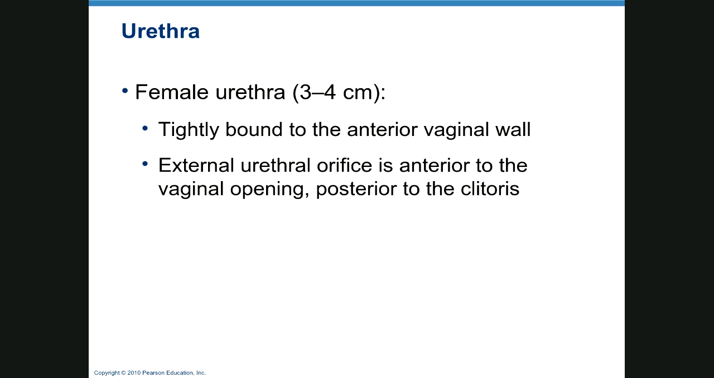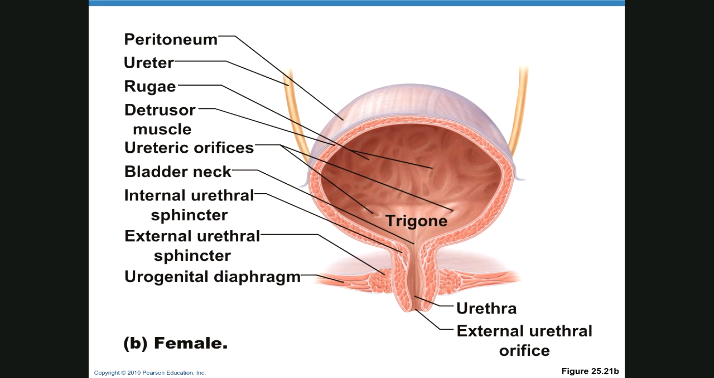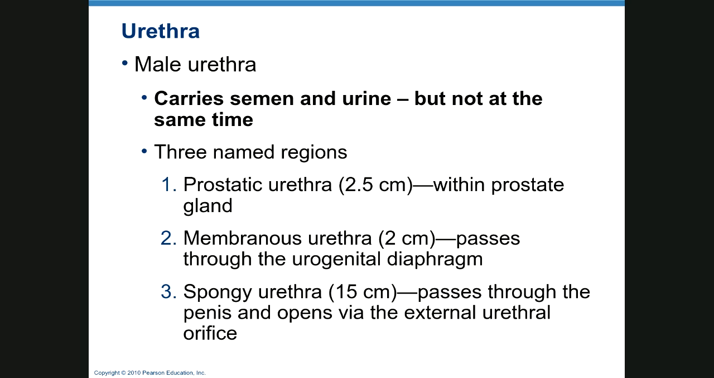Female urethra only 3 to 4 centimeters long, bound to the anterior vaginal wall. The external urethral orifice is anterior to the vaginal opening and posterior to the clitoris. I don't have a good shot of that right here, but okay, the male urethra carries semen and urine, but not at the same time, because urine is toxic to semen.